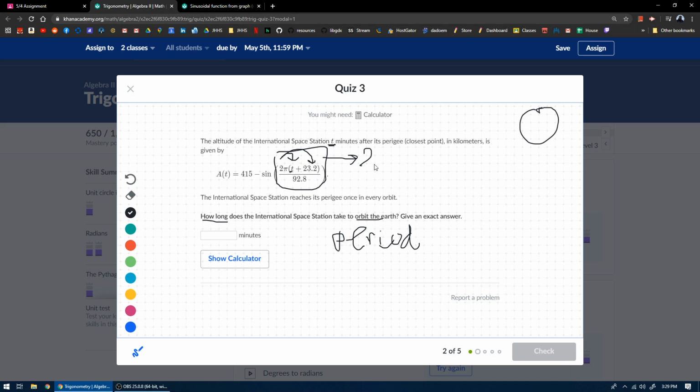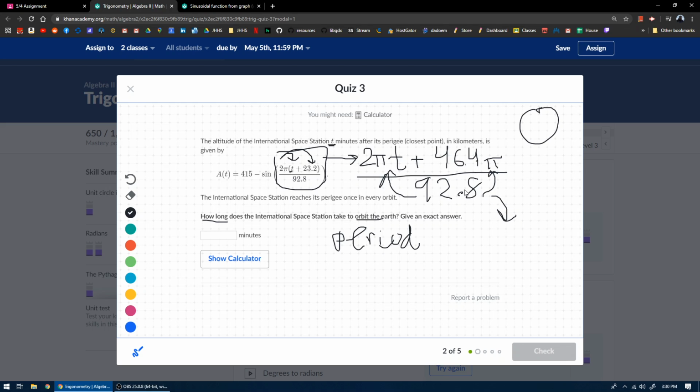If I distribute that, I have 2 pi t, plus 2 times 23.2, which is 46.4. You can also plug it in your calculator. So 2 times 23.2 is 46.4 pi over 92.8. Now I have what's in front of t, but that's not it, because I'm dividing everything by 92.8. So I also need to distribute this so that it looks just like the last problem.